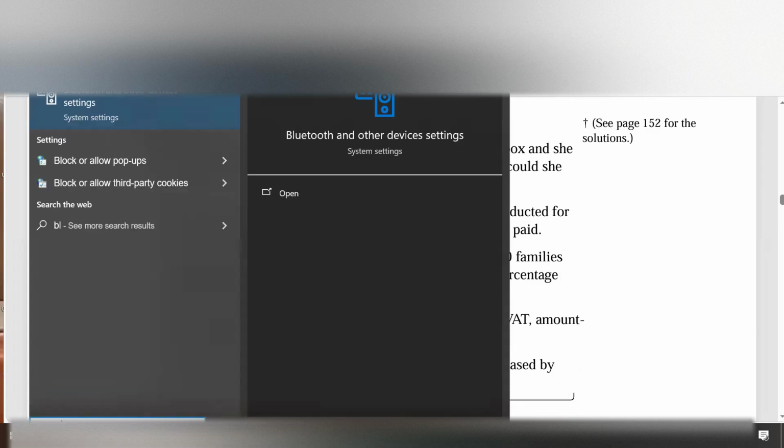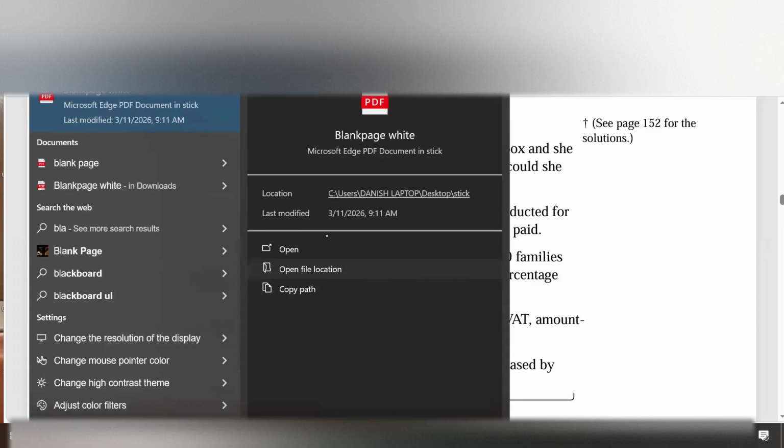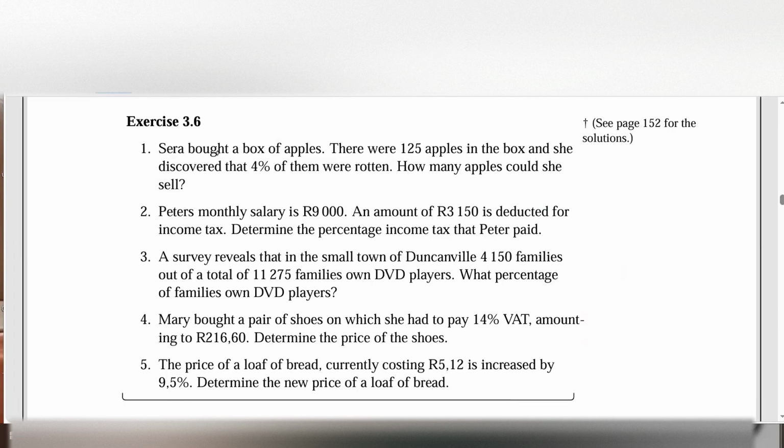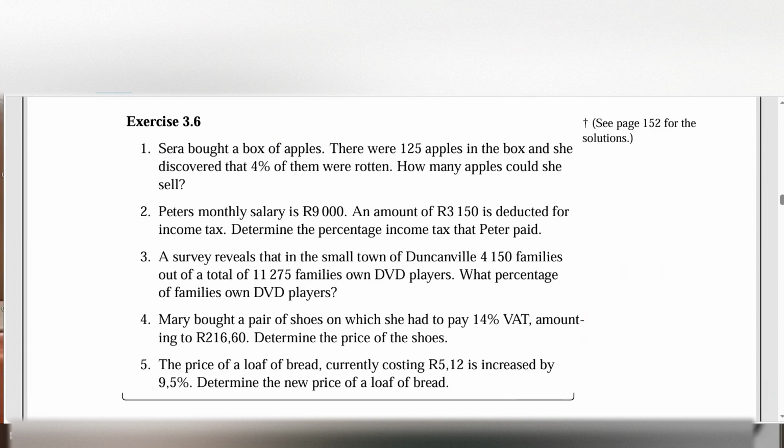Okay, let me just get a blank page that I might need. Okay. Let's just increase it a bit. Okay, that's better. So Sarah bought a box of apples. Okay, we had 125 apples in the box, and then she discovered that 4% of them were rotten. So how many could she sell?